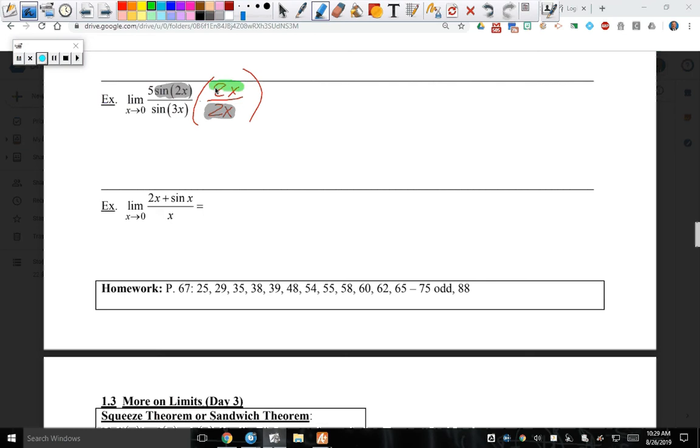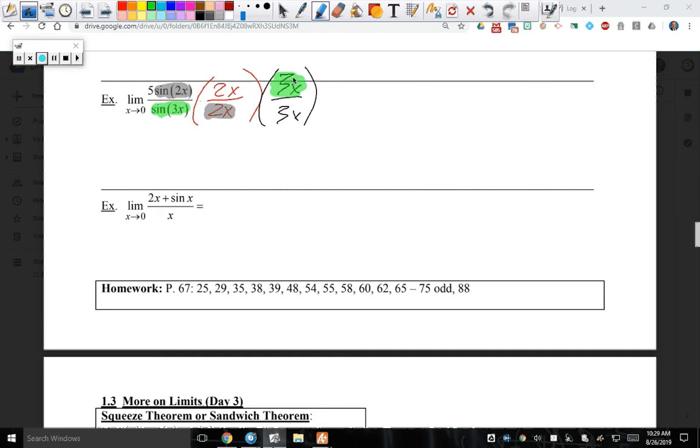Now, will this become 1? No. So what else could we multiply by a form of 1? What could we do? Say again, I can't hear you. Any suggestions? We could either do 3x over 3x. Don't write this down yet. We could do 3x over 3x because there's my piece that would become 1.